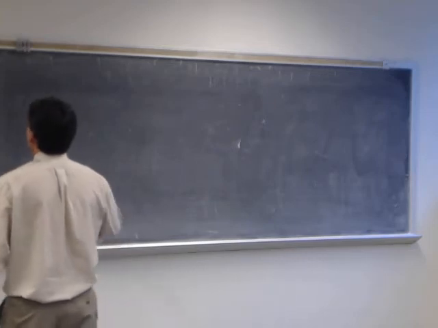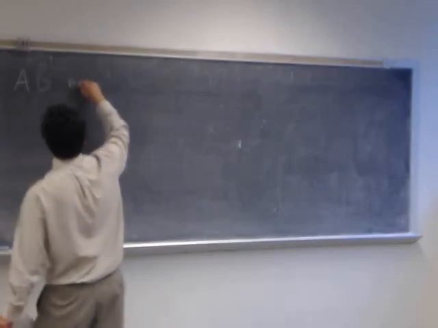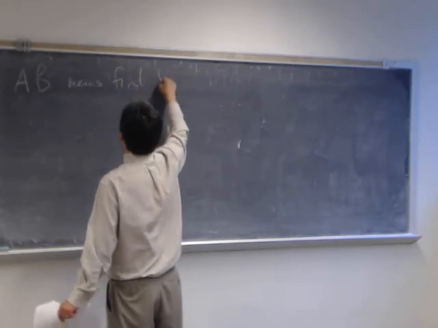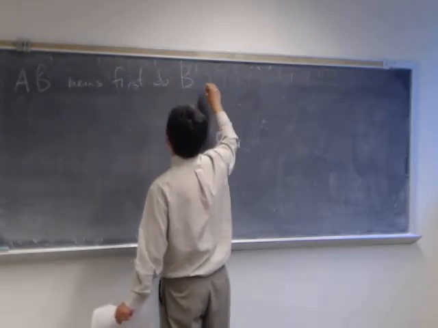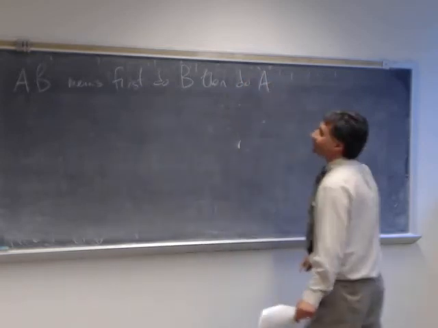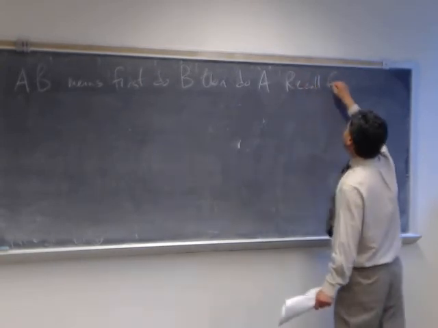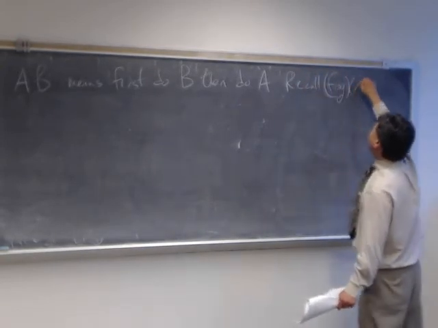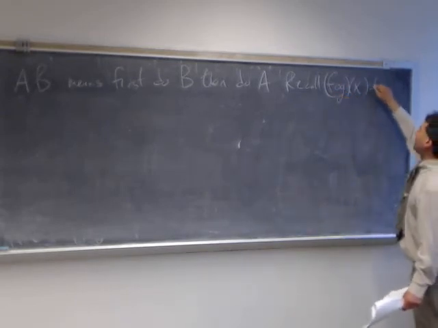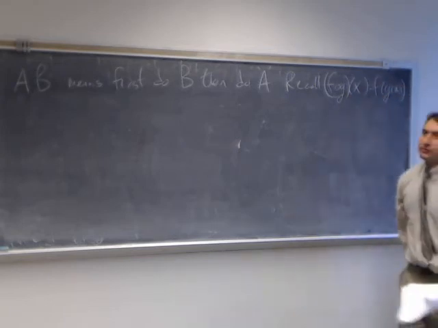Okay, so first of all, in this group, A times B means first do B, then do A. Now that seems a little strange, but recall that if we have g circle f, f circle g, g is written to the right of f. We apply g first and then apply f to the result.